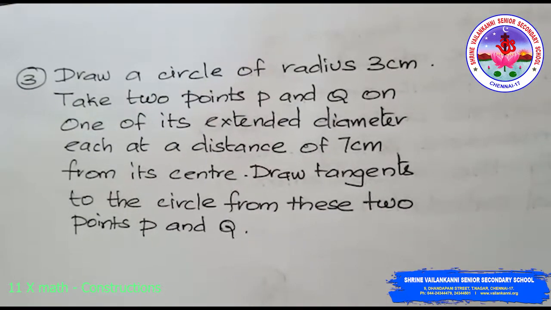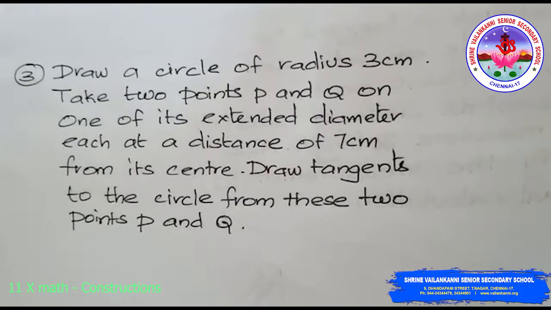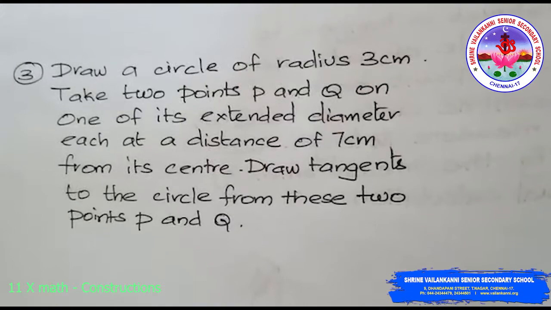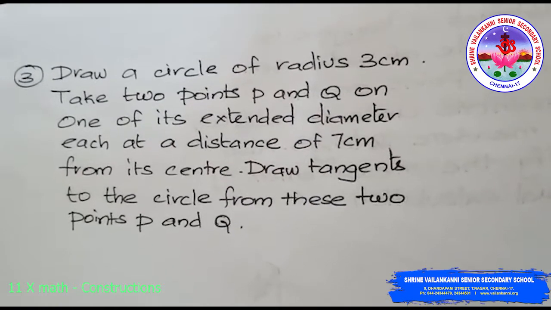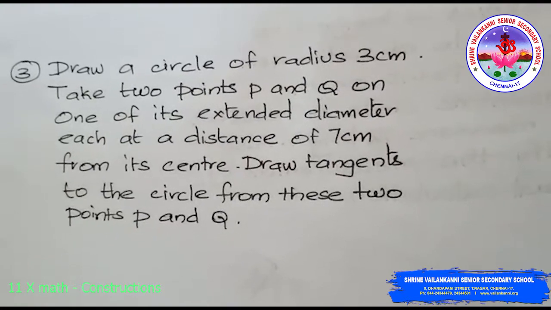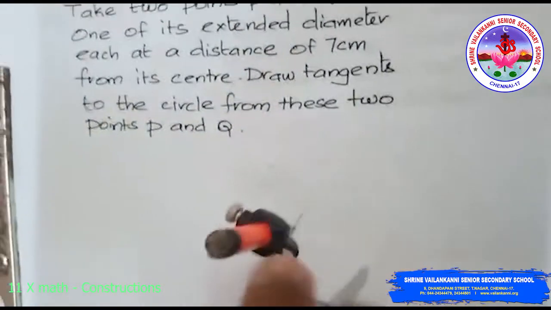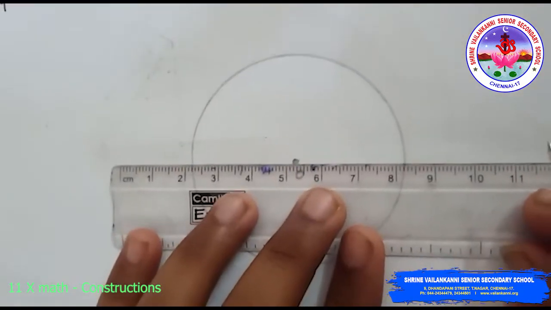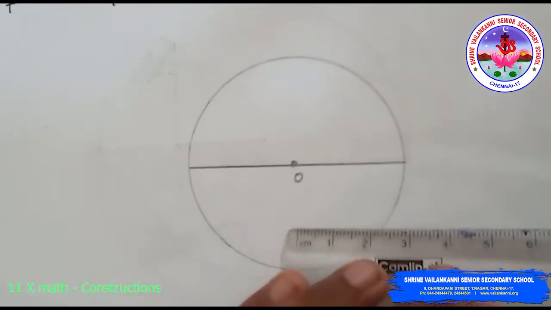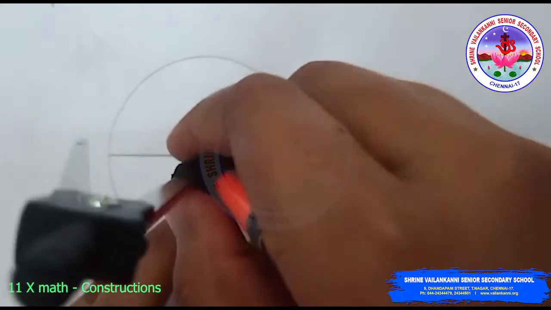Third problem: draw a circle of radius 3 cm. Take 2 points P and Q on one of its extended diameters, each at a distance of 7 cm from its center. Draw tangents to the circle from these 2 points P and Q. I am going to draw a circle of radius 3 cm. Draw a diameter to the circle now, and extend the diameter on both sides. So I am coming to one side now.